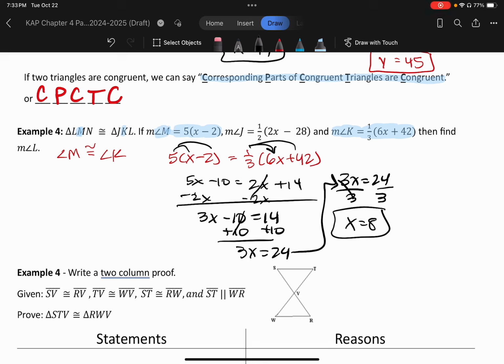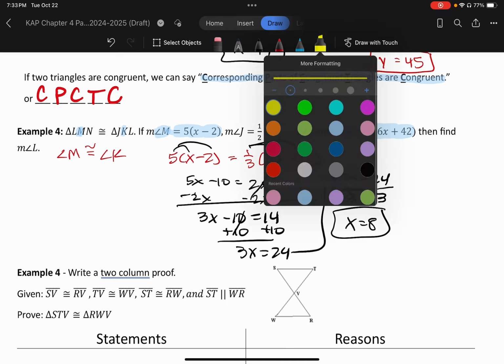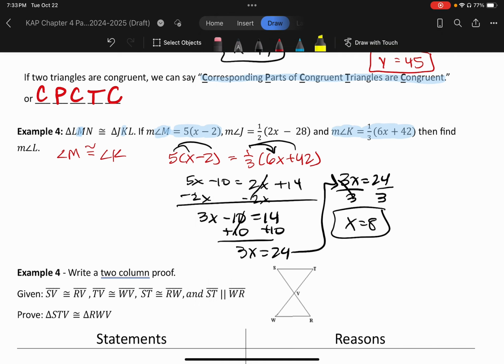Now, every time you find x, please reread the question to make sure you've answered it. It says find the measure of angle L. So angle L is, let's take a look. Notice that in the description I have M, J, and K. They didn't give me angle L. But I do know here that angle L is the last letter, so angle L has to be congruent to angle M.